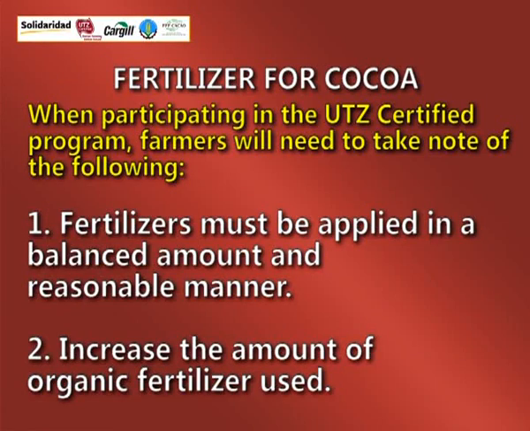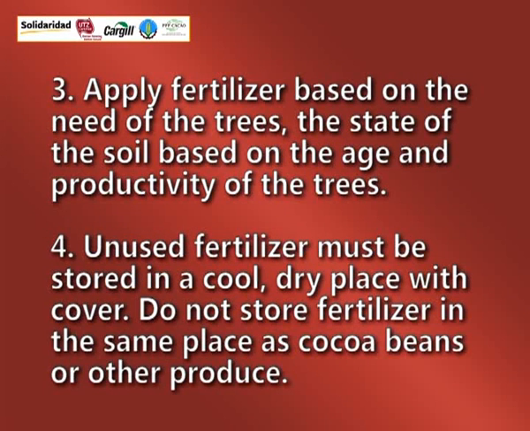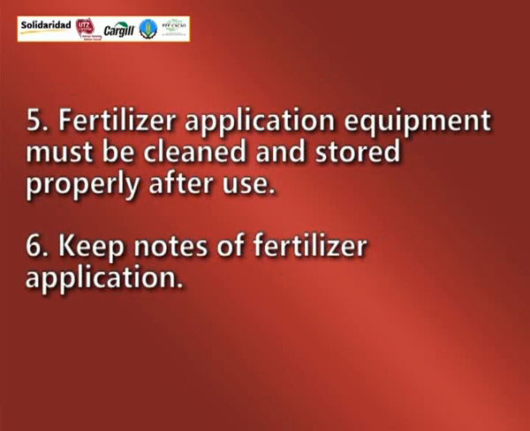When participating in a UTZ certified program, farmers will need to take note of the following. 1. Fertilizer must be applied in a balanced amount and reasonable manner. 2. Increase the amount of organic fertilizer used. 3. Apply fertilizer based on the needs of the tree, the state of the soil based on the age and productivity of the trees. 4. Unused fertilizer must be stored in a cool, dry place with cover. Do not store fertilizer in the same place as cocoa beans or other produce. 5. Fertilizer application equipment must be cleaned and stored properly after use. 6. Keep notes of fertilizer application.